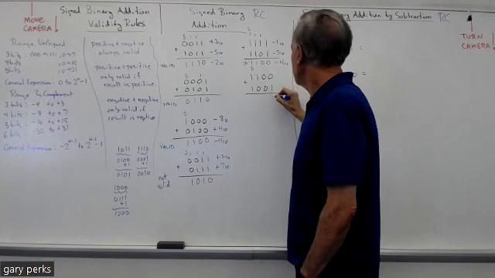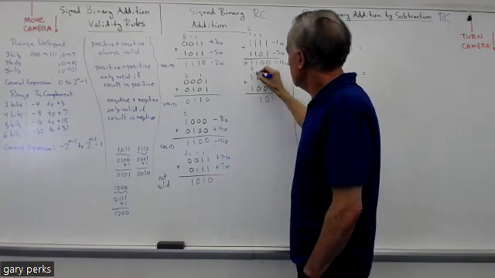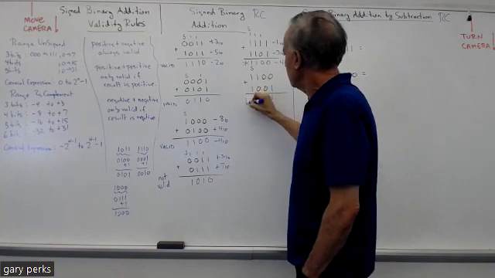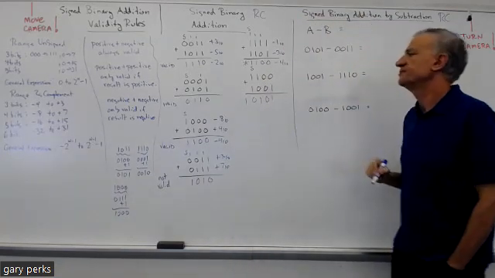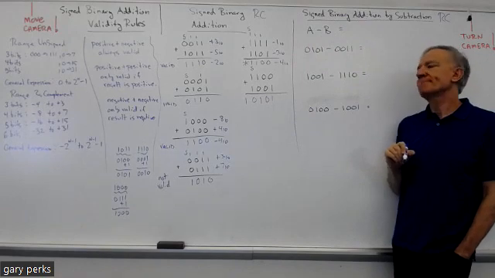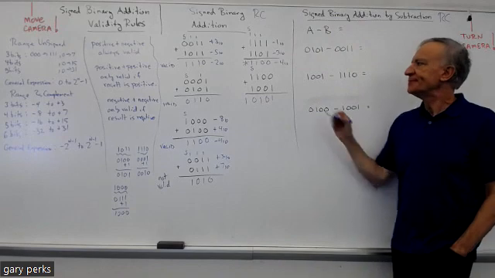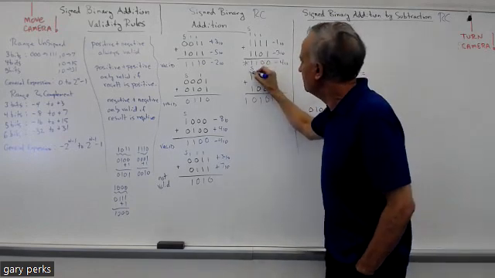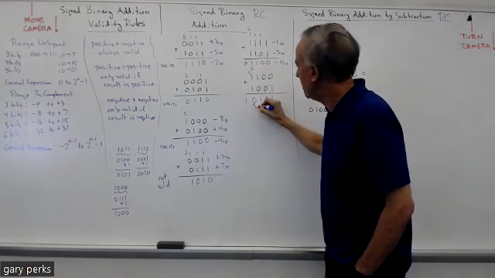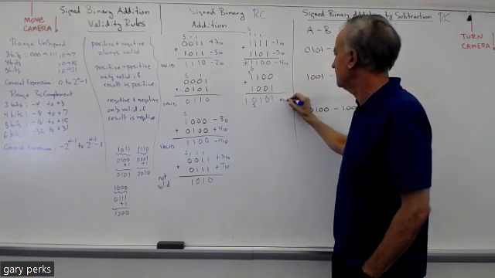Let's see. 0 plus 1 is 1. 0 plus 0 is 0. 1 plus 0 is 1. 1 plus 1 is 0, carry the 1. Not valid. Why is it not valid? Because we're adding two negatives and we're getting a positive result. So this is not valid.